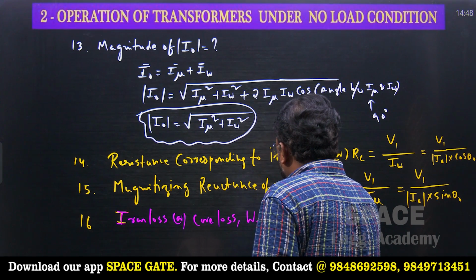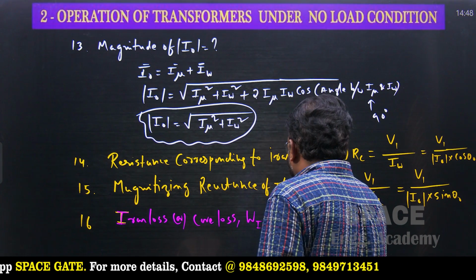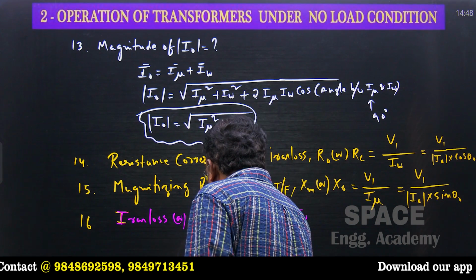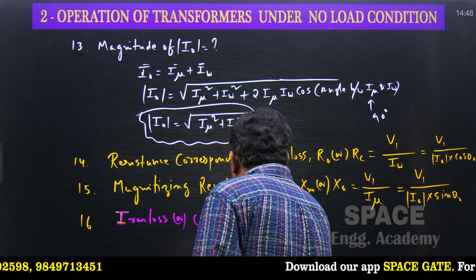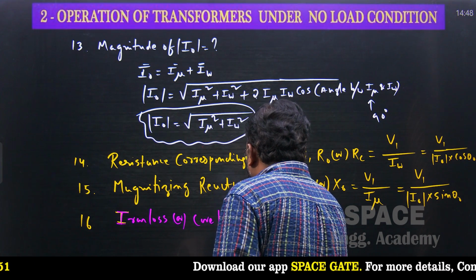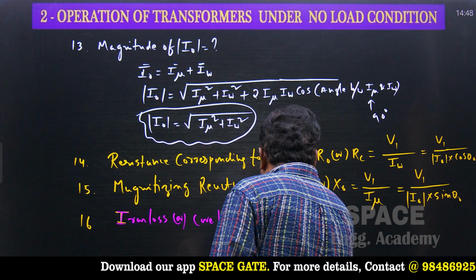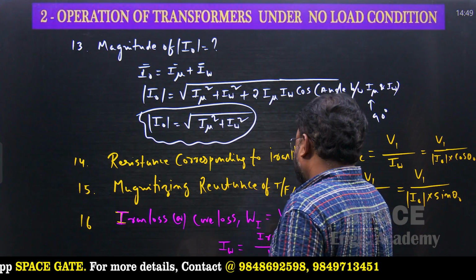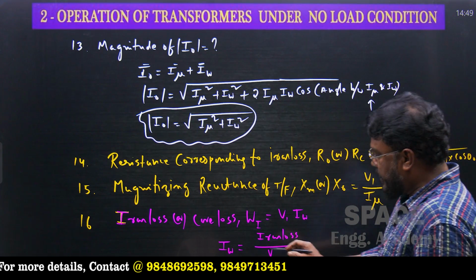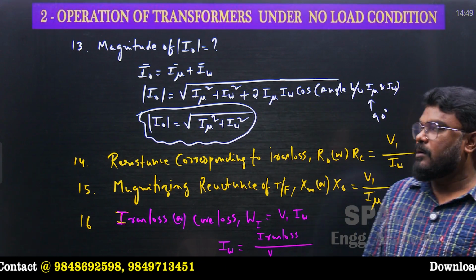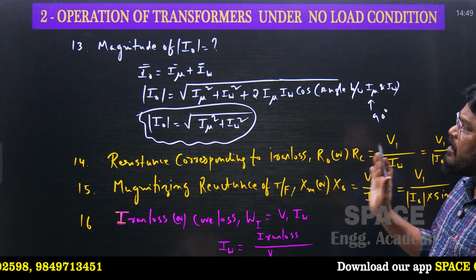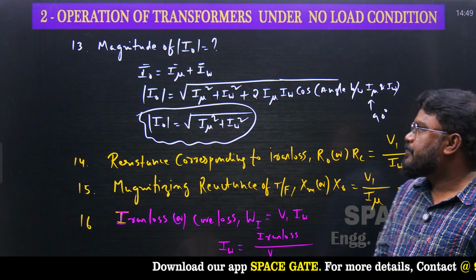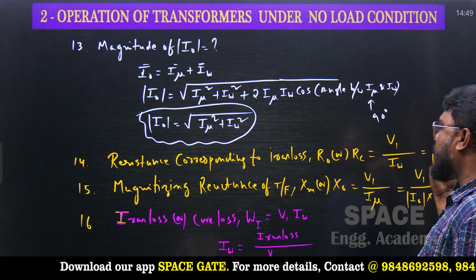Iron losses is equal to the applied voltage multiplied by the iron loss component of the current. From this formula, we can find the iron loss component of current: IW is equal to iron losses divided by the applied voltage. So these are all possible questions, short notes or key points in this topic. Our topic is operation of transformer under no load condition.